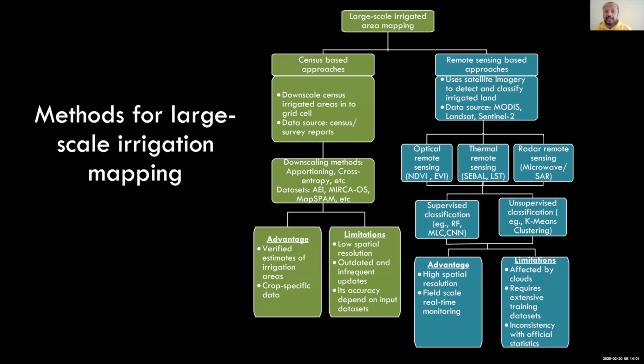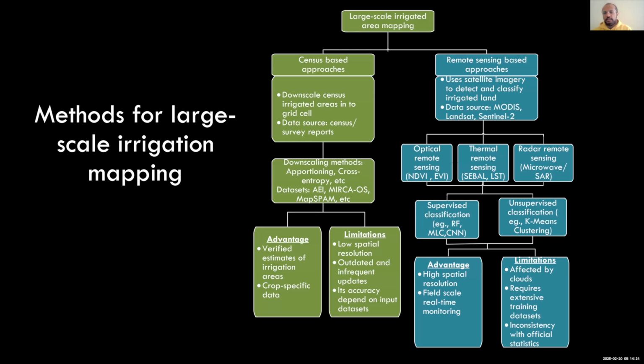Most of the census data sets are available every 5 or 10 years, which makes it very challenging to update this irrigated area frequently. And its accuracy also depends on the integration of several other data sets as well as the census report. The other approach for mapping the irrigated area is the remote sensing based approach.